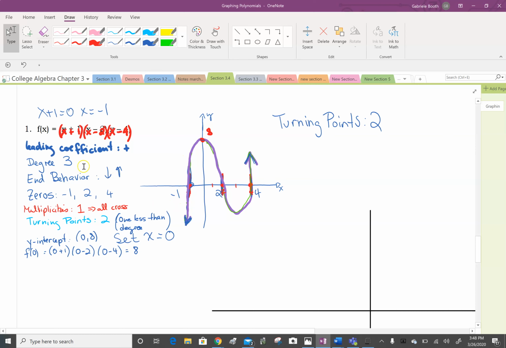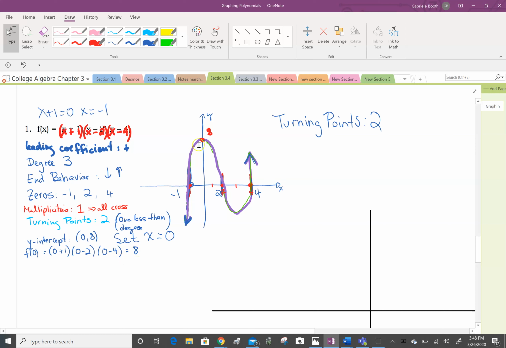For the y-intercept, we said x equal to 0, and when we said x equal to 0, you just multiply 1 times negative 2 times negative 4. So the y-intercept is (0, 8).